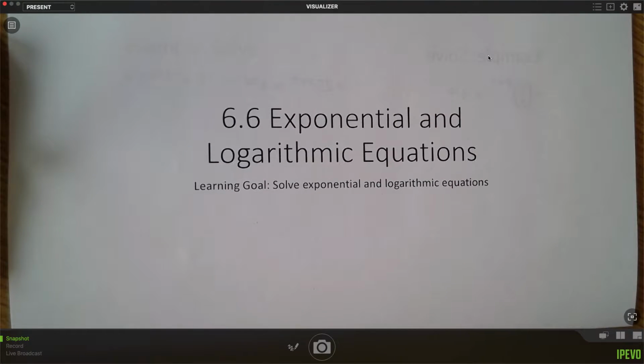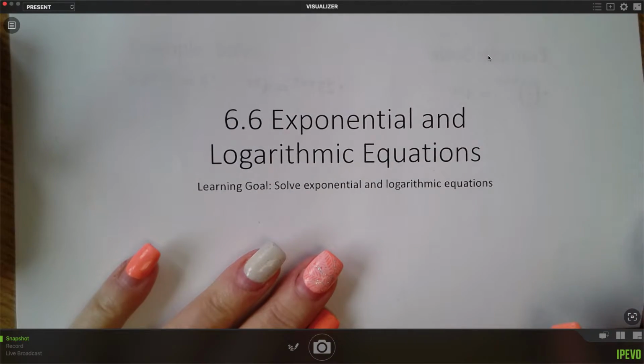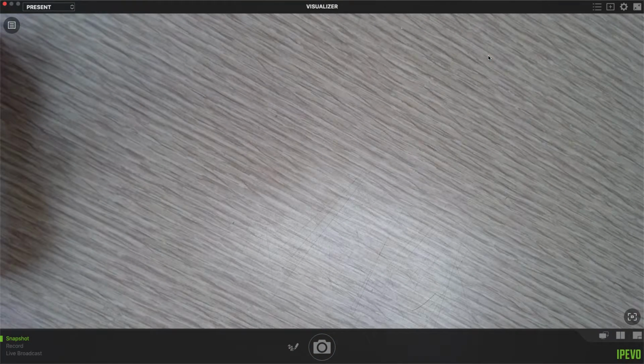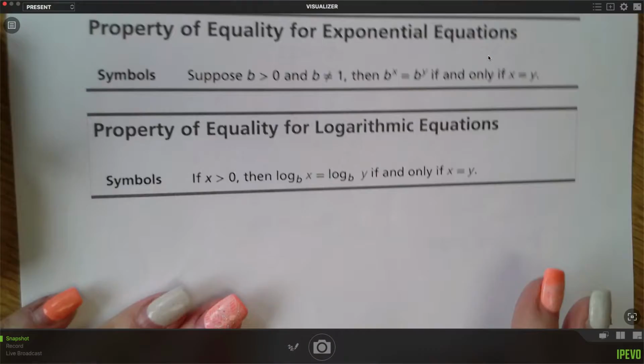Okay, today we are doing exponential and logarithmic equations, and you have done exponential. You have solved exponential equations already, correct? Yes. And so we're going to be reviewing that, and the book is like, ooh, it's brand new. And it's not.